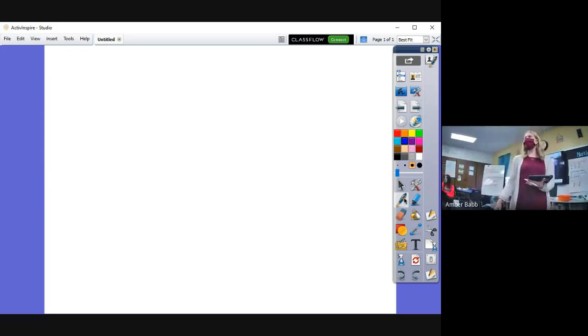5, 4, 3, 2, 1. Okay, math today. You have a worksheet. We are multiplying mixed numbers today, okay? So we're going to work through the top couple of rows together, and then you're going to do the bottom 3 rows on your own.